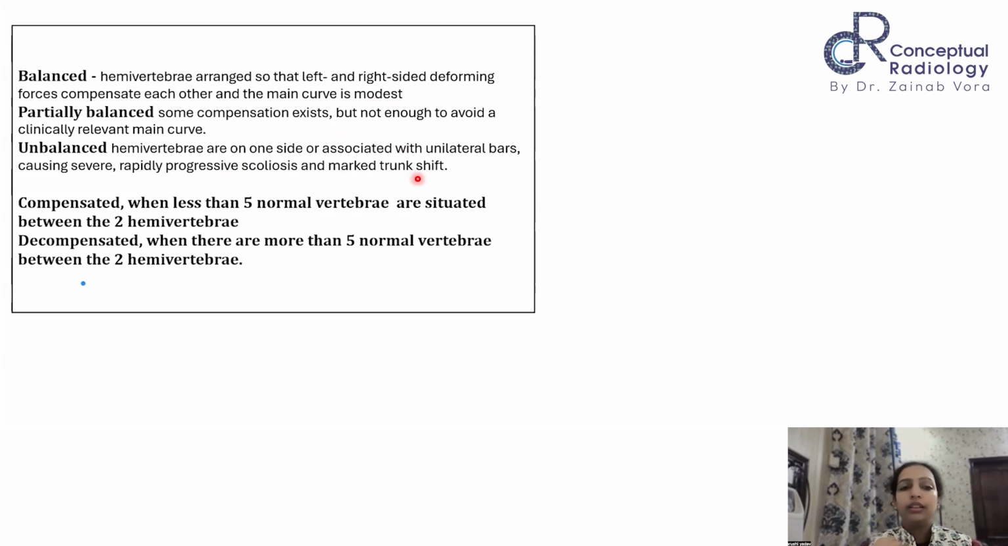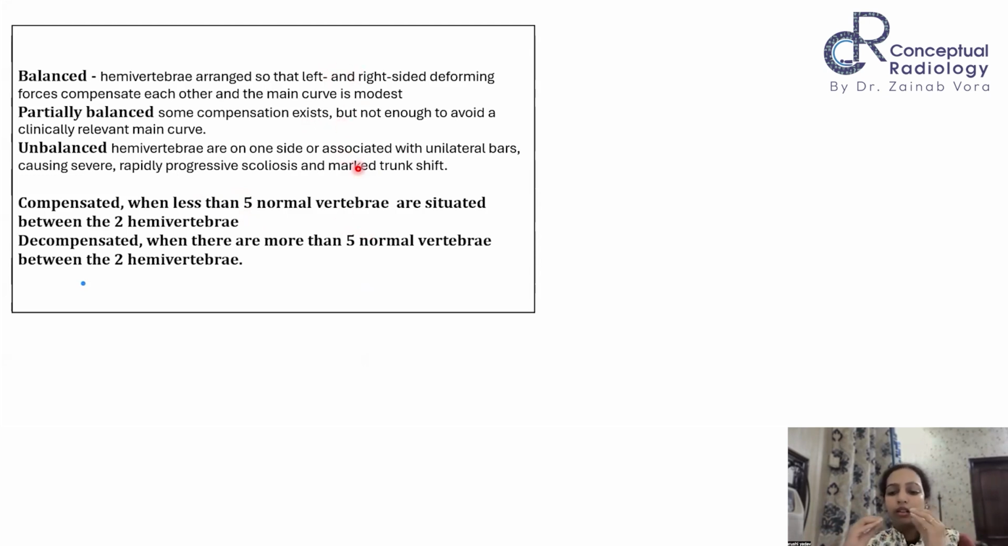All right. There is also another concept that when there are less than 5 normal vertebrae in between the 2 hemivertebrae, then it leads to compensation. And when there are more normal vertebrae in between the two, then it leads to decompensation because the curvature compensation reduces. So different concepts, but yes, this is what it is.